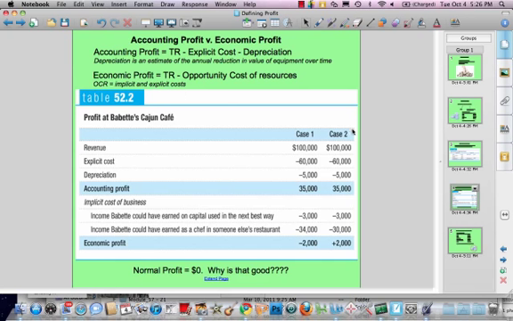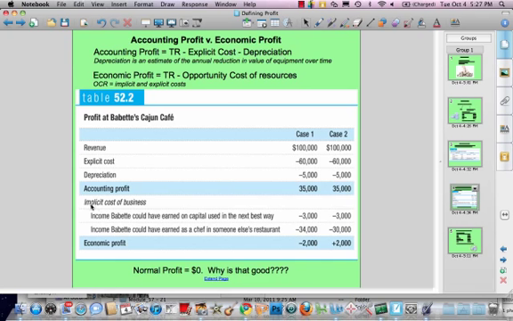So case 1 and case 2, two different cases because they're two different sets of costs here. First of all, revenue, $100,000 in both. Explicit costs, $60,000. So that would be things like ingredients and energy usage and rent and different hard outlays of money. Here's depreciation on the equipment associated with the business, so $5,000 in both cases. So accounting profit is the same, $35,000. Accounting profit, again, being total revenue minus explicit cost minus depreciation.